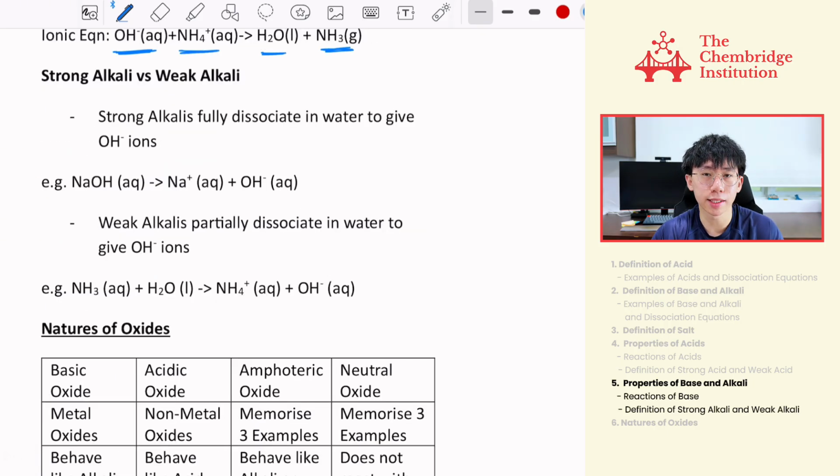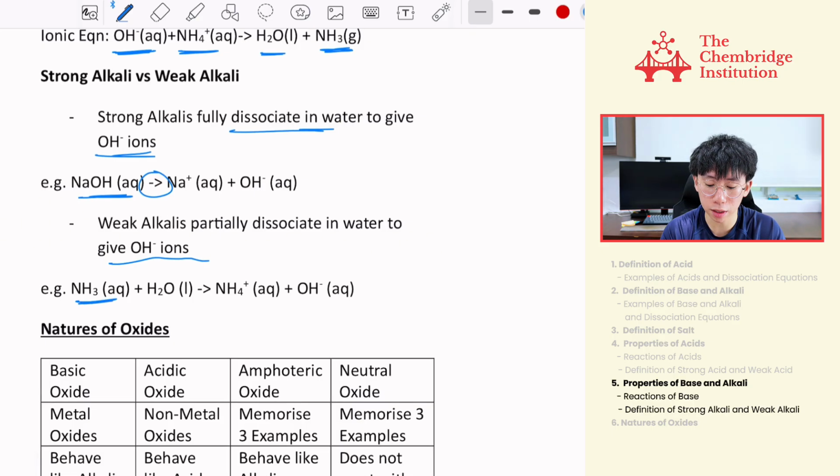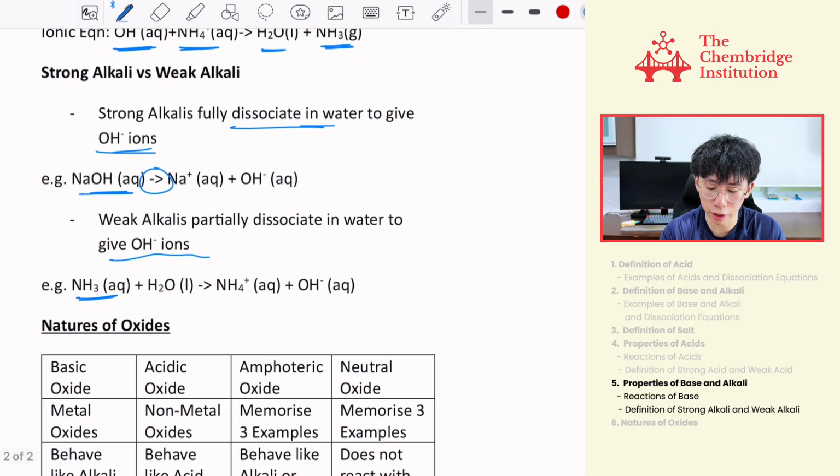Just like how acids can be strong or weak, your alkalis can also be strong alkalis or weak alkalis. Strong alkalis fully dissociate in water to give OH- ions. For example, NaOH aqueous will give Na+ and OH- ions, and we use a full arrow here. Weak alkalis partially dissociate in water to give OH- ions. A very common one is ammonia gas or aqueous ammonia. It can react with water itself, and we don't use a full arrow here, we use a reversible arrow, and this will give you NH4+ aqueous plus OH- aqueous.